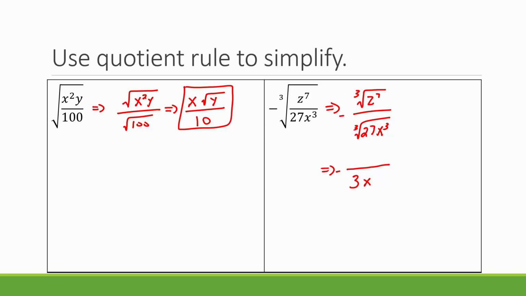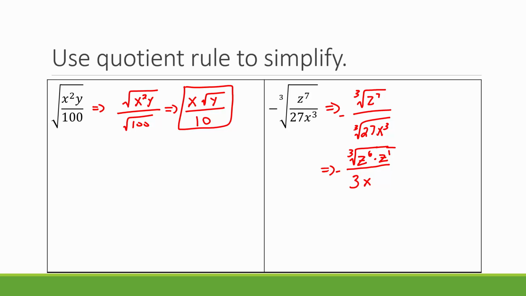However, my numerator is not a perfect cube, but the exponent is larger than the root. So to simplify that, I'm going to rewrite z to the 7th in terms of an exponent that would be a perfect cube. And remember, we use division to simplify exponents and roots. So if I start with 7, the next smaller number that is divisible by 3 would be 6. So I can rewrite this as z to the 6th times z to the 1st. That is still z to the 7th.